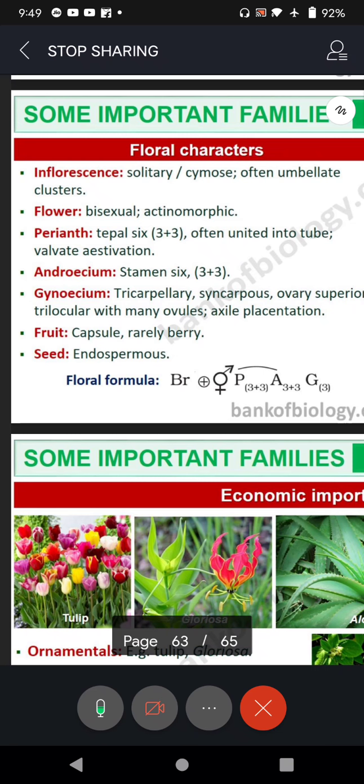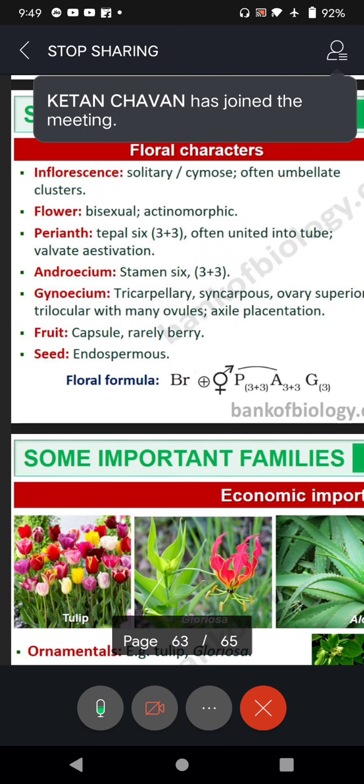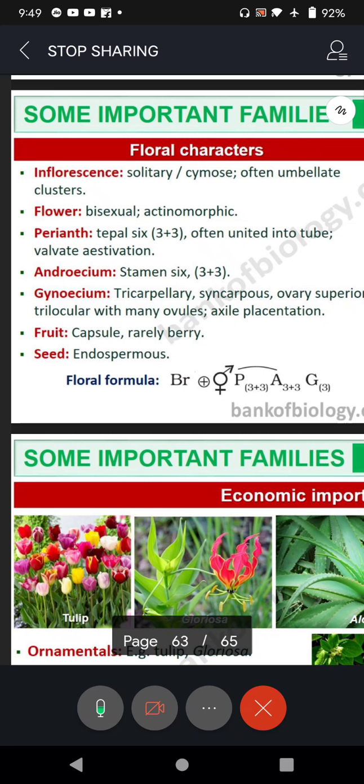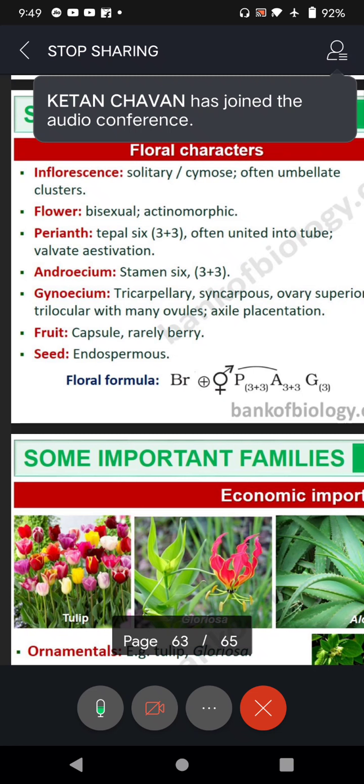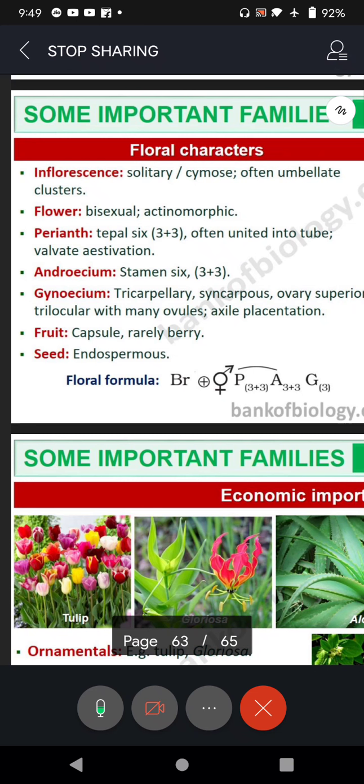Anybody can tell me what is this valvate aestivation? Touching, sir. Yes? They are touched. Yeah, they are touching each other. That is valvate aestivation. And then androecium, 6 are there. Just now you saw in that floral diagram, they are arranged in 3 plus 3, 2 rows. Gynoecium, 3 rooms are there. Okay. Tricarpellary, 3 carpels are there. Syncarpous. Syncarpous means they are fused.